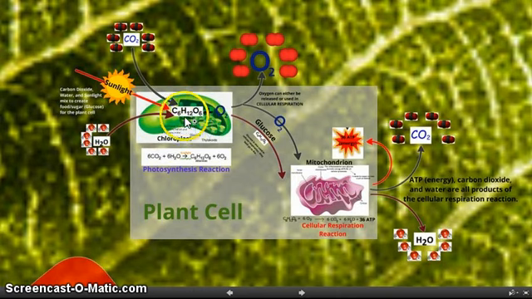Glucose, which is C6H12O6, hopefully you guys all know that at this point, and oxygen, or O2, a molecule of oxygen, is actually made, and not just one, but 6 of them. You guys can see that right here. Okay, we have 6 molecules of oxygen that are made. Alright, so let's go on.